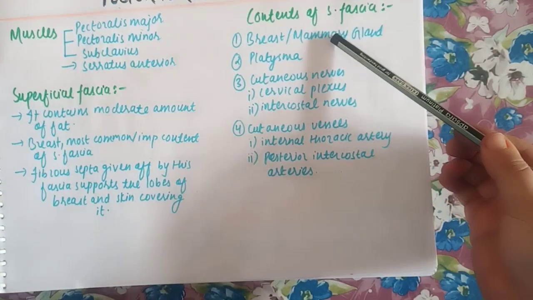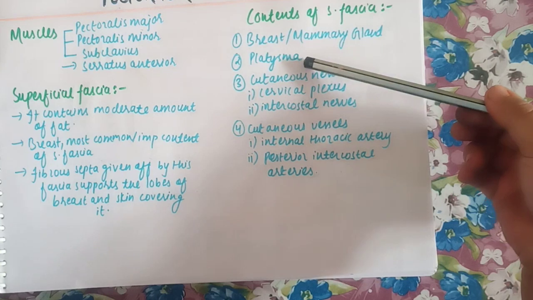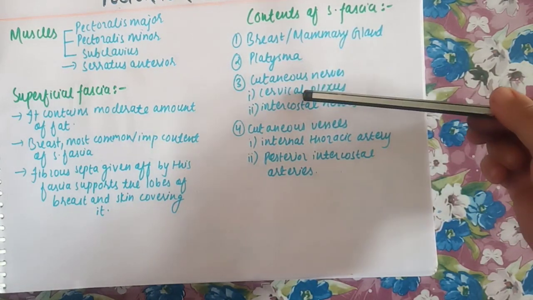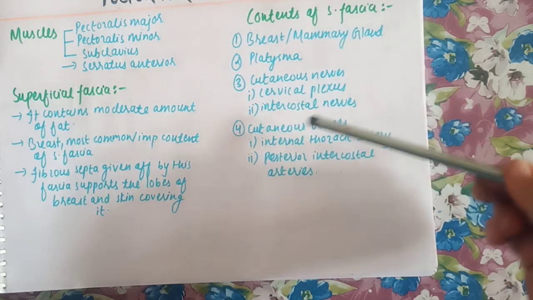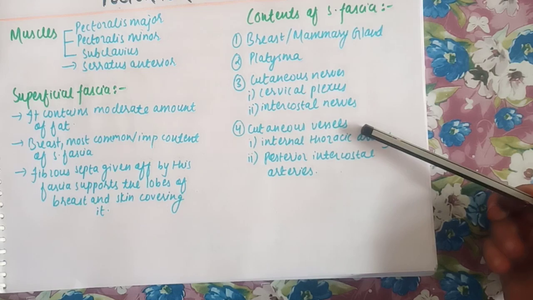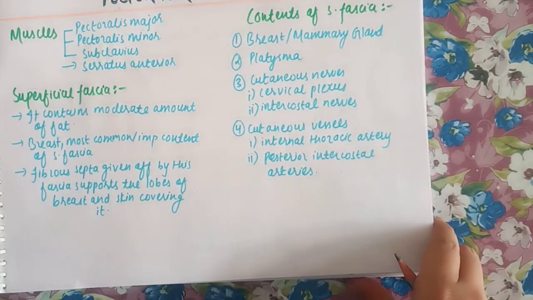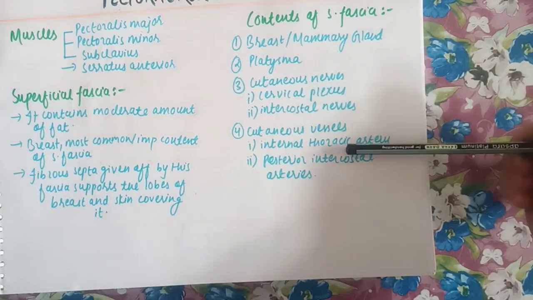Now moving on to the contents of the superficial fascia, there are four contents: the breast or the mammary gland, the platysma, cutaneous nerves and cutaneous vessels. In cutaneous nerves we have two groups, that is cervical plexus nerve branches and the intercostal nerves. And in cutaneous vessels we have the internal thoracic artery and posterior intercostal arteries. So this is the basics of the superficial fascia. Now we are going to deal with the cutaneous nerves, cutaneous vessels and platysma.